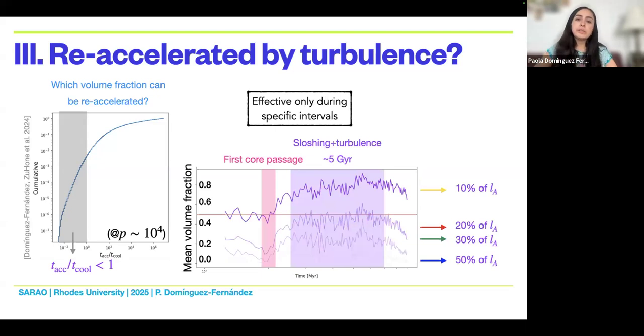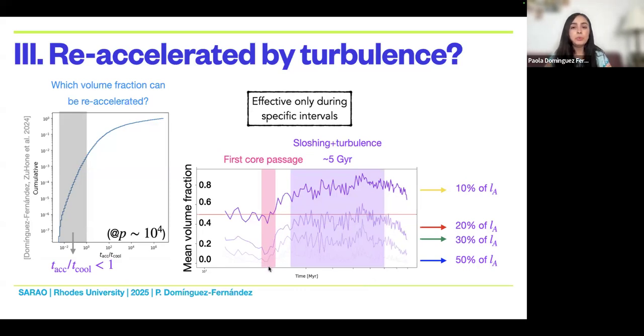Okay, so I'm showing you here an example of such an evolution. Here you are seeing the mean volume fraction at which this turbulent reacceleration mechanism could be efficient as a function of time. There are a couple of things to see here. The first one is that this mean volume fraction is not constant. It will definitely evolve, and that evolution is dictated by the cluster environment itself.